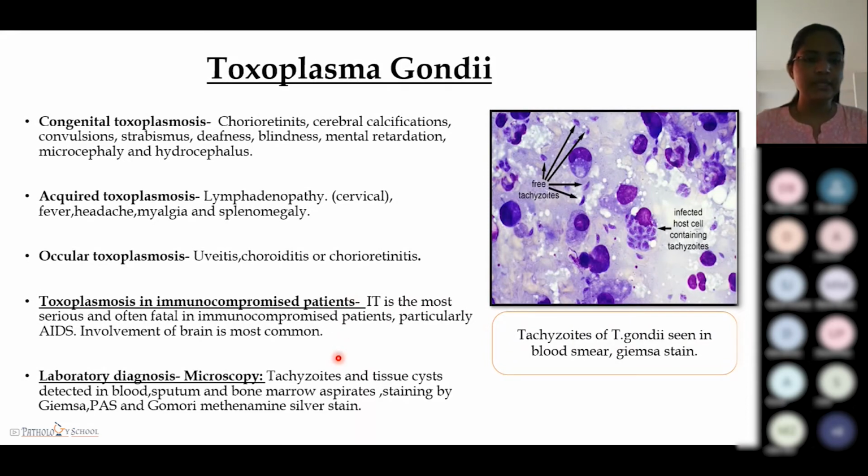Tachyzoites and tissue cysts are detected in blood, sputum, and bone marrow aspirates. And staining is done by Giemsa, PAS, and Gomori methenamine silver stain. Here, tachyzoites of Toxoplasma gondii are seen in the blood smear. This is Giemsa stain. This is an infected host cell where tachyzoites are in a cluster.